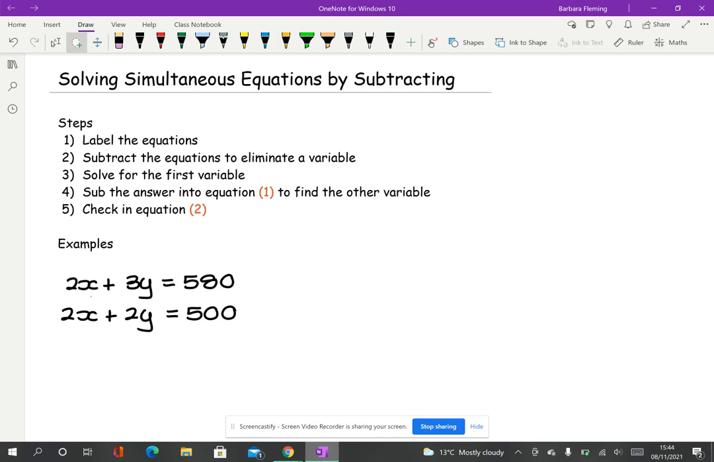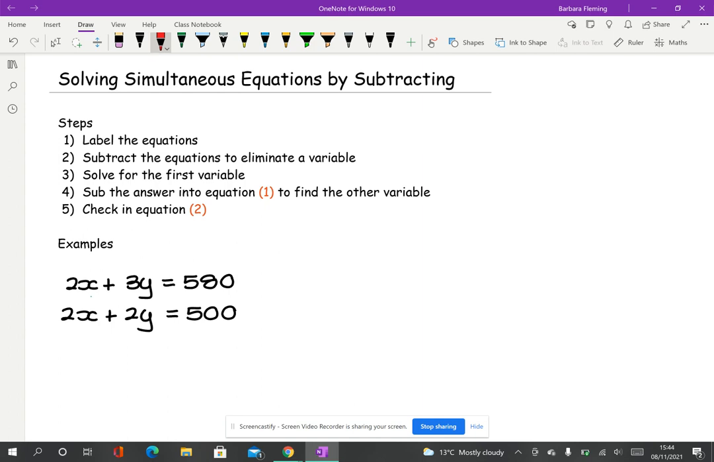In this video, we're going to be solving simultaneous equations by subtracting. So our steps for this: we label our equations. We then subtract the equations to eliminate a variable, so we'll only have one thing that we don't know left. We then solve for the first variable, and then whatever that answer is, we sub that answer into equation 1 to find the other variable. And our final step for all of our simultaneous equations is we should always check in equation 2.